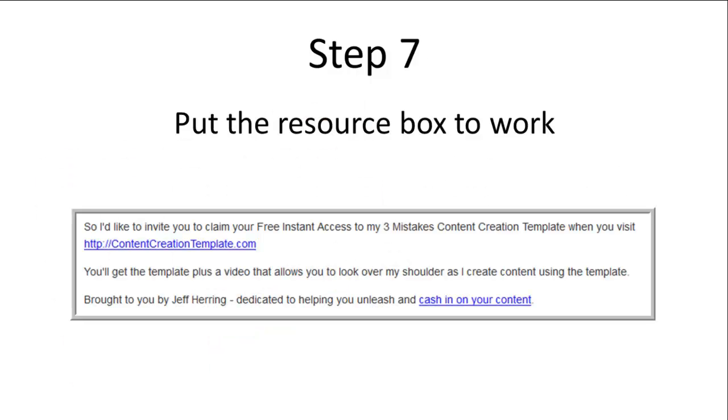Step 7 is make your resource box work. Your title will draw the reader in. Your content will help them learn to trust you, but your resource box is where you get your reader to take action. A resource box is basically a few lines of text that provides a little snapshot about the author.